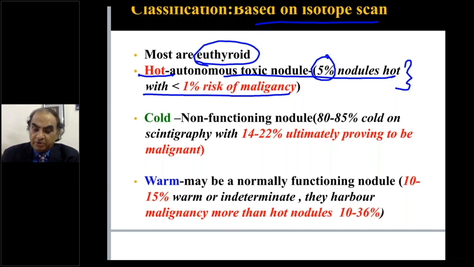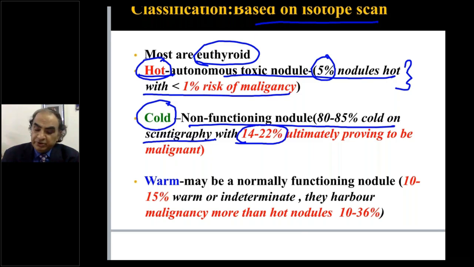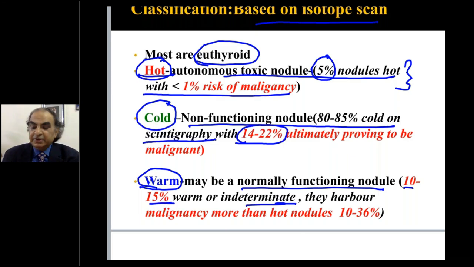The cold nodule, which is more common, is non-functioning, 80 to 85% cold on scintigraphy, with 14 to 22% ultimately proving to be malignant. So colder the nodule, more chances of it being malignant. Hotter the nodule, less chances of it being malignant. The warm nodule may be a normally functioning nodule, that is 10 to 15% are warm or indeterminate. They're also a risk factor, and they can have to the tune of 10 to 36%. So you should be familiar with this figure. It is just to let you know that cold and warm should be seriously thought of as malignant. There are more chances of becoming malignant.